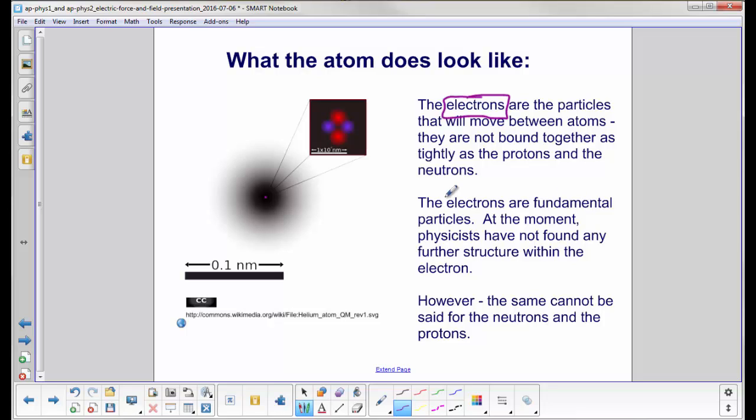At the moment, and this is very key about all of physics, physicists have not found any further structure within the electron. That doesn't mean that they say 100% there is no structure. And as a matter of fact, there's a good deal of research going on, both theoretically and experimentally, to see if there's something inside the electron. Physics is never done. Okay, but let's go and talk about the neutrons and the protons, because we've already found that the neutrons and protons do have something inside them.